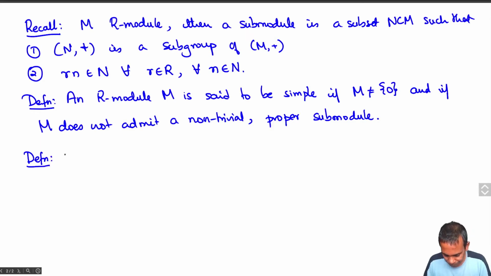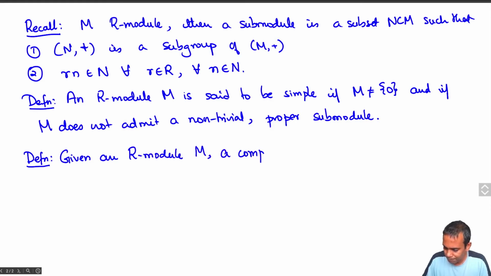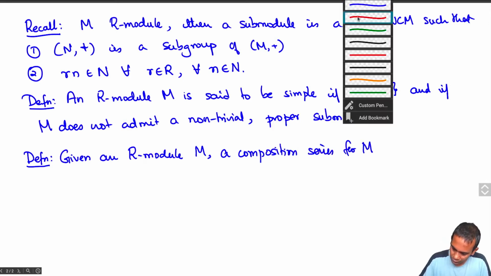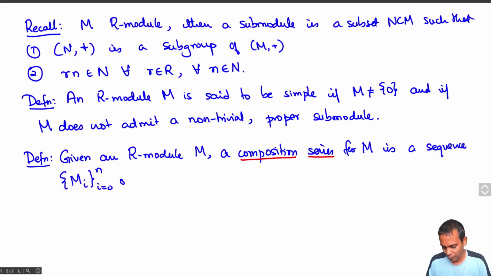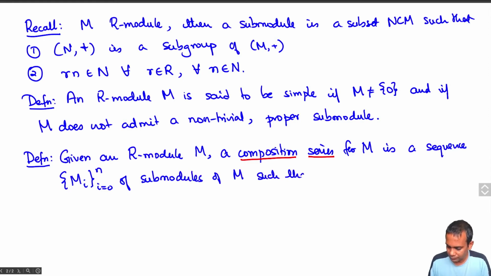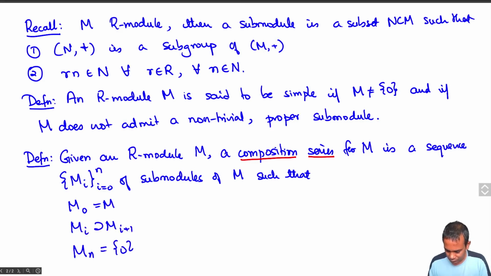So given an R module M, a composition series for M, so this is what we are defining, is a finite sequence we will take, so i goes from 0 to n, of submodules of M such that, well, firstly M0 is equal to M, Mi contains Mi plus 1, and lastly Mn is the trivial module.